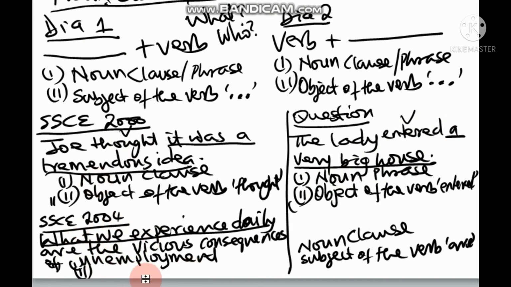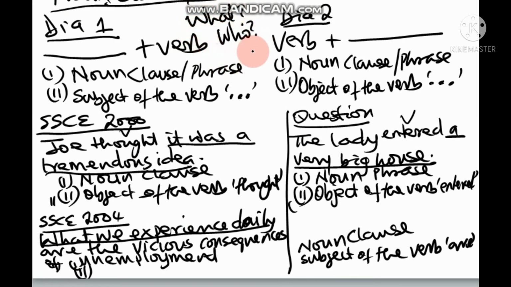Let's try this one. What are the vicious consequences of unemployment? What we experience daily. So anything that can answer the question what or who can be said to be a noun. Imagine somebody asks you, what is your name? Whatever you say is a noun. Or somebody asks, what did you do to him? You say, I slapped him. "I slapped him" is a noun. Who was there when you slapped him? My friends. "My friends" is a noun.